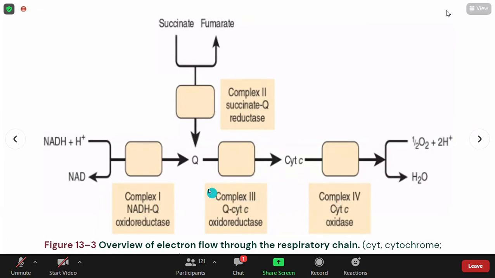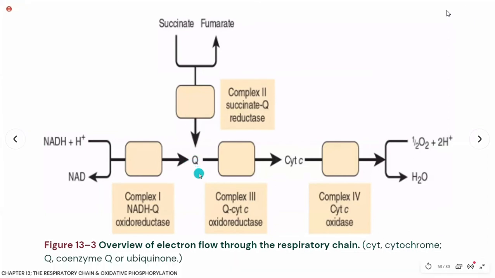Complexes 1, 3, and 4. All right. Complex 1 gives its hydrogen and electrons to Q. To Q. What is Q? Coenzyme Q. CoQ. Quinone.